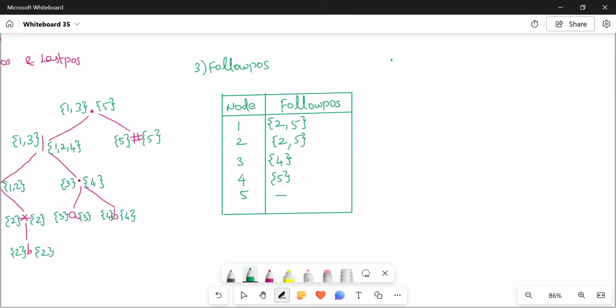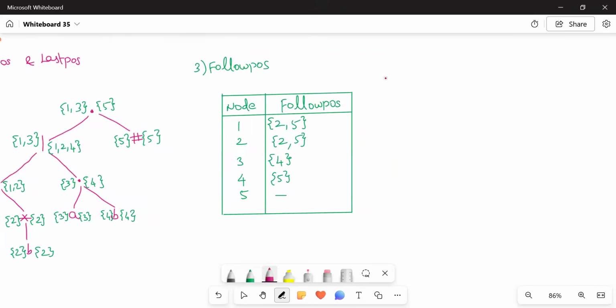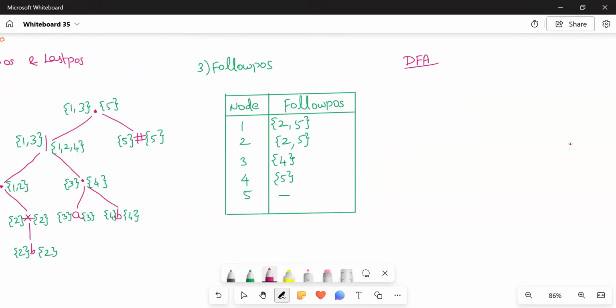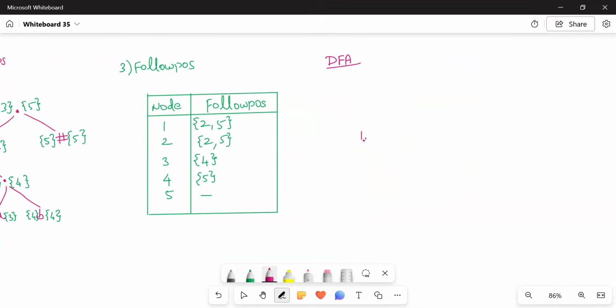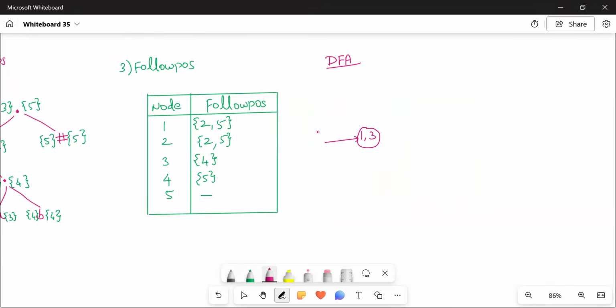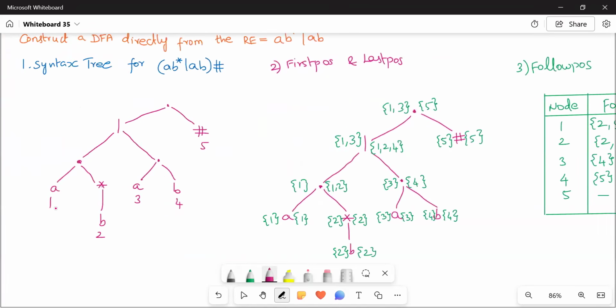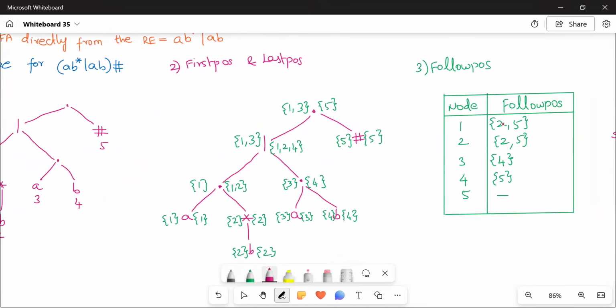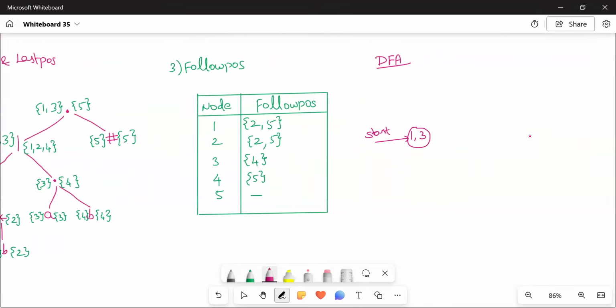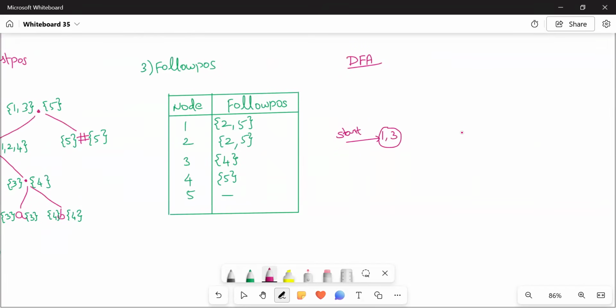Next, we have to construct the DFA for our given problem from the follow position. To draw the DFA, what is our start state? First position of the root will be the start state. So 1, 3 is the start state. Then from this 1, 3, we need to check which positions contain A. Both 1 and 3 contain A. Now we have to check follow position of 1 and 3. Follow position of 1 and 3 is 2, 4, and 5. So it's a new state, and we have to go to 2, 4, 5.